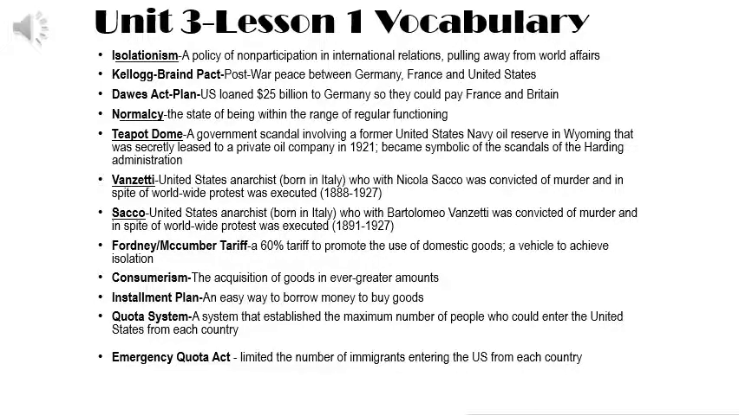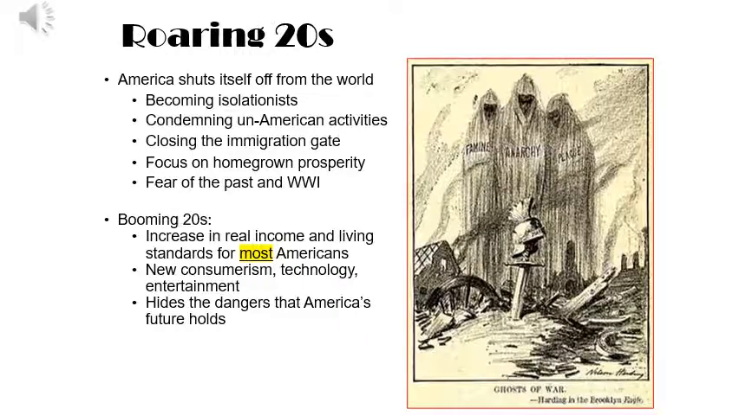Unit 3, Lesson 1, Vocabulary. The Roaring Twenties could be classified by a few different categories. One was when America shut itself off from the world and became an isolationist country, condemning un-American activities and closing the immigration gate, choosing instead to focus on homegrown prosperity out of fear of the past in World War I.